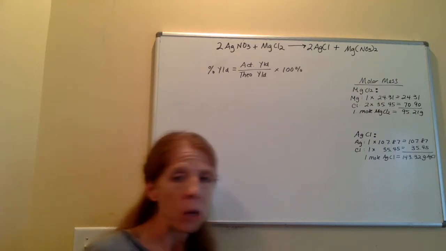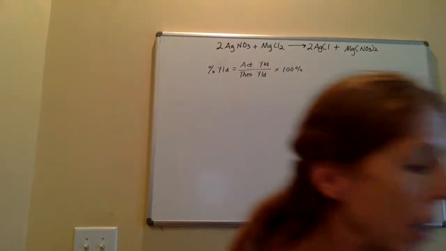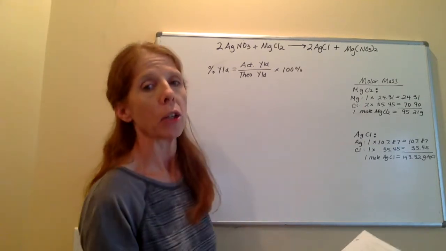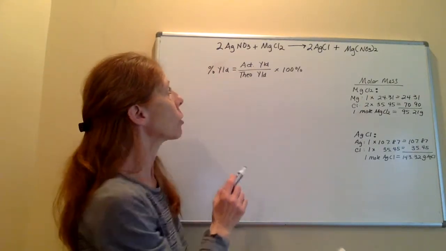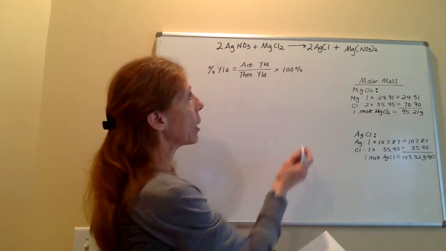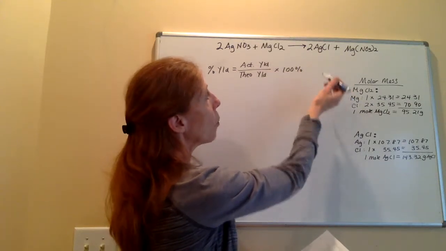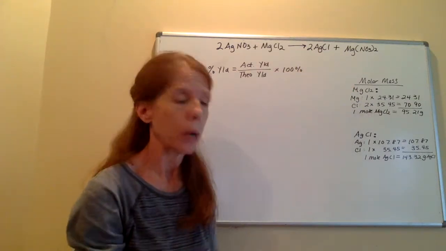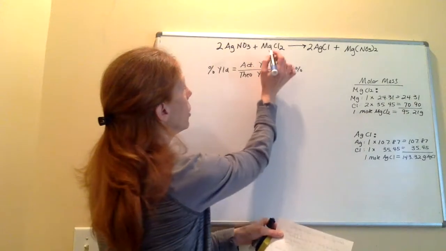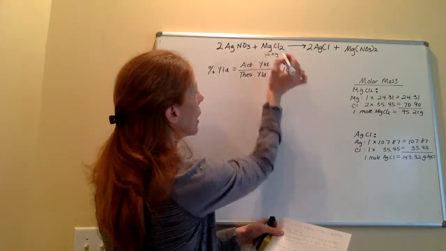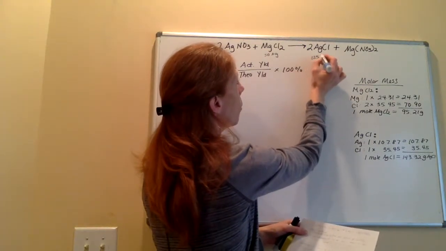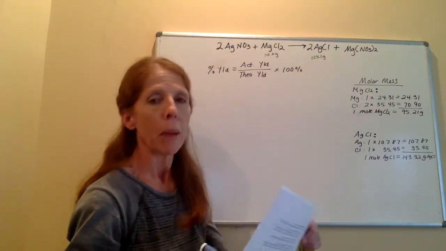So I'm going to go over a problem you've been given in the extra review problems right now. It is this particular reaction, okay? This chemical reaction says that if I start with 2 moles of silver nitrate and I react that with 1 mole of magnesium chloride, what I get is 2 moles of silver chloride and 1 mole of magnesium nitrate. That's my chemical reaction. And what the problem tells me is that I start with 50 grams of magnesium chloride, and I produce 125.1 grams of silver chloride. What is my percent yield?